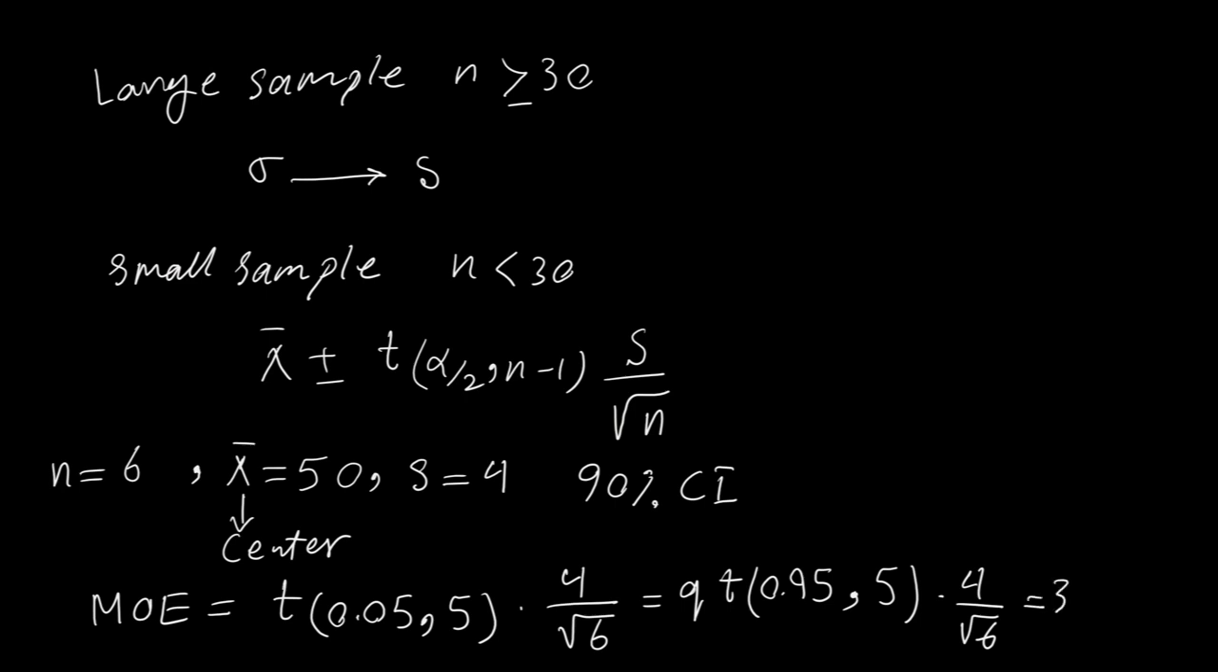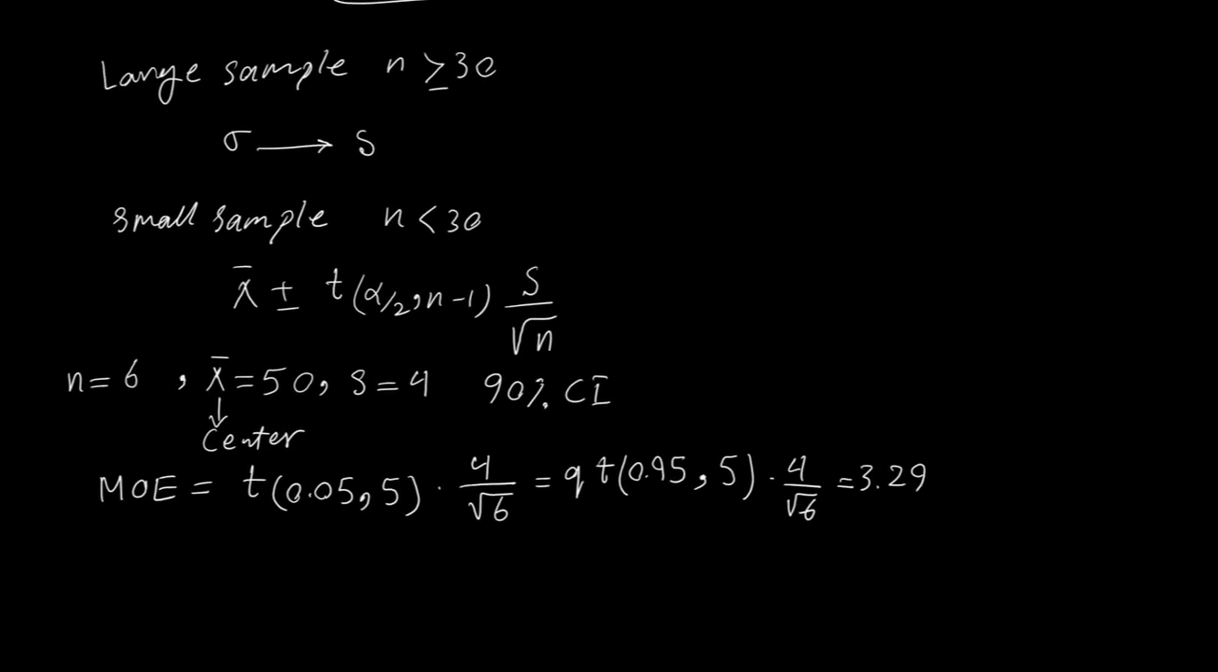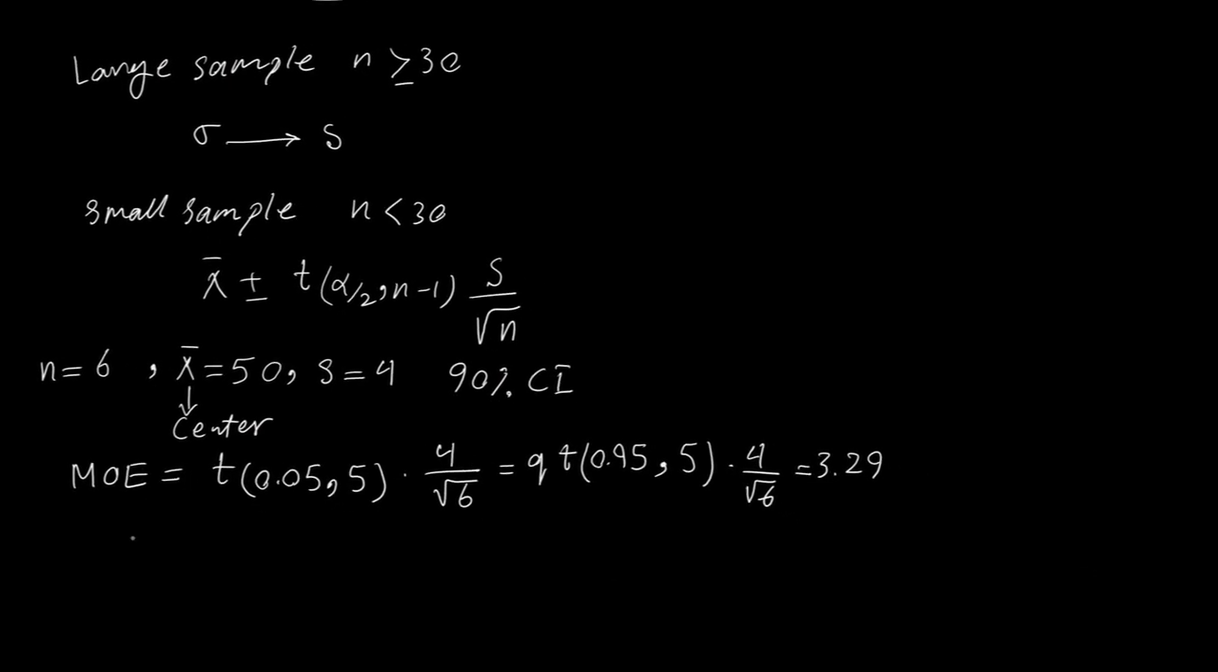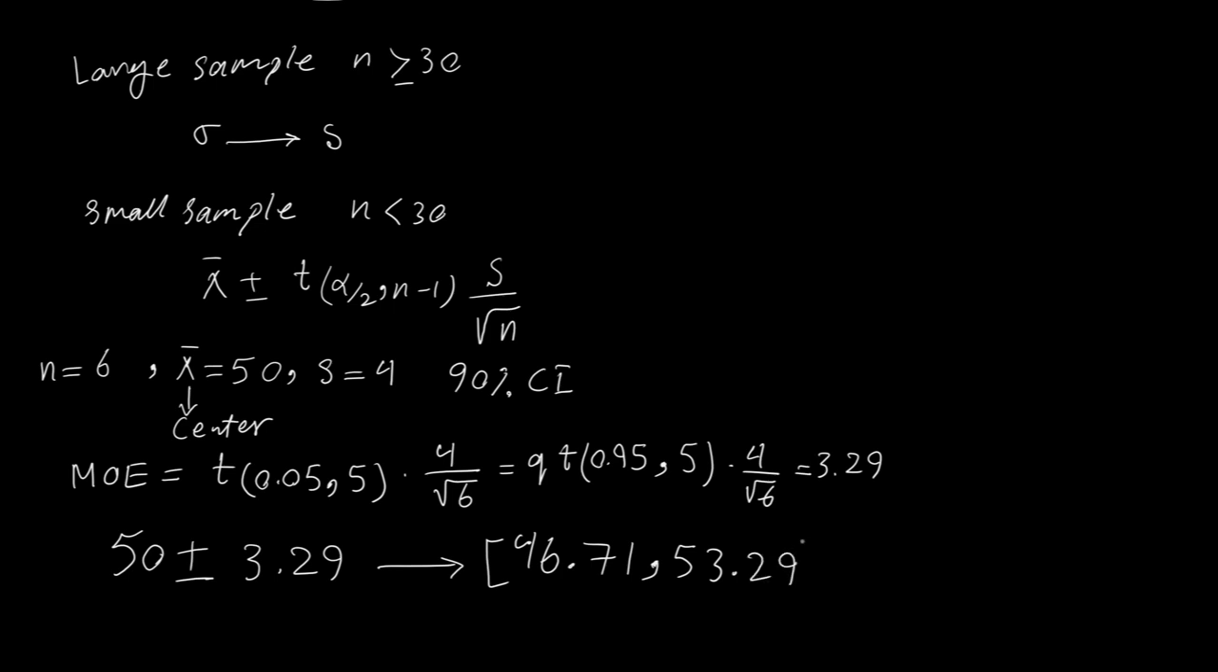If you simplify, it's 3.29. So the 90% confidence interval is the center, which is 50, plus and minus 3.29. So the 90% confidence interval is 46.71 to 53.29.